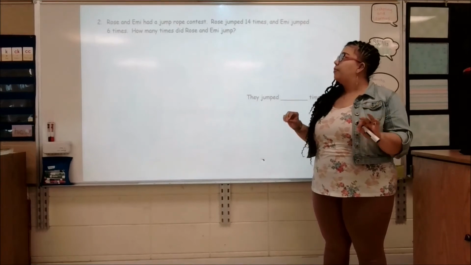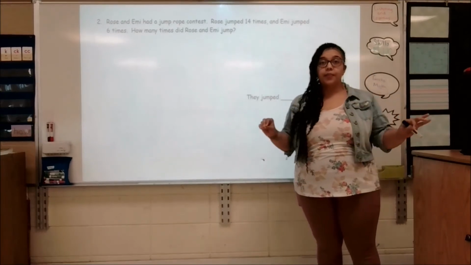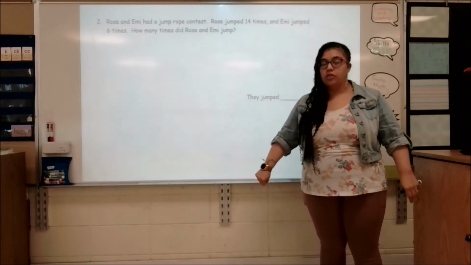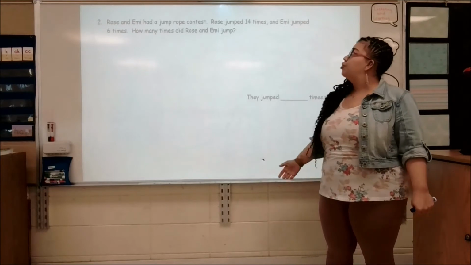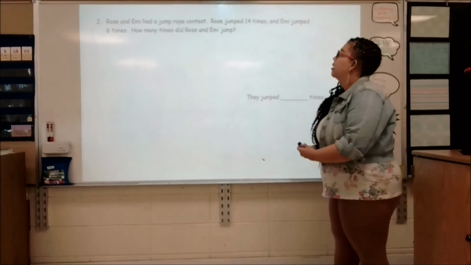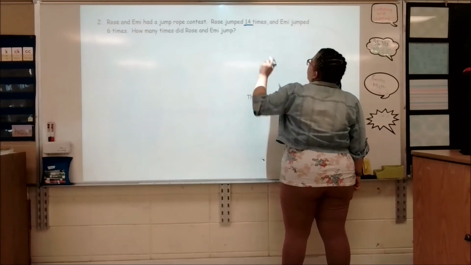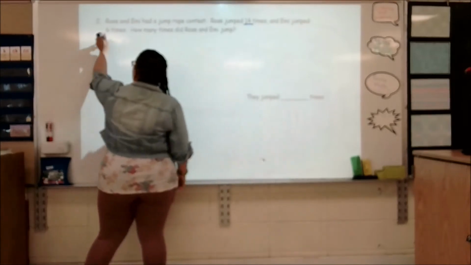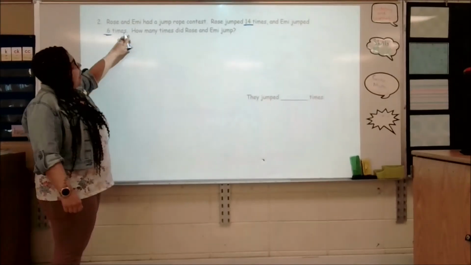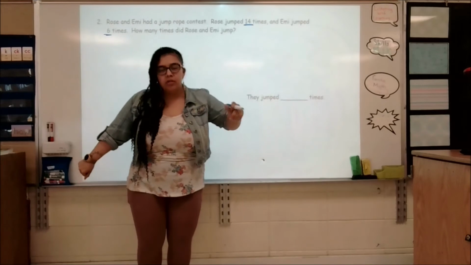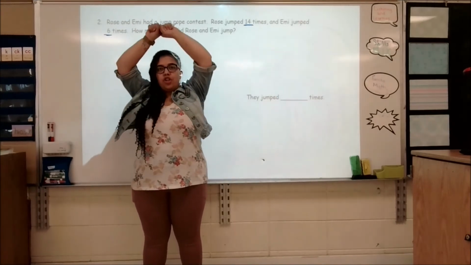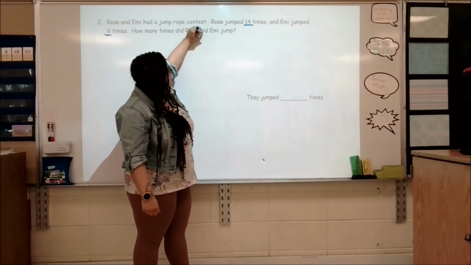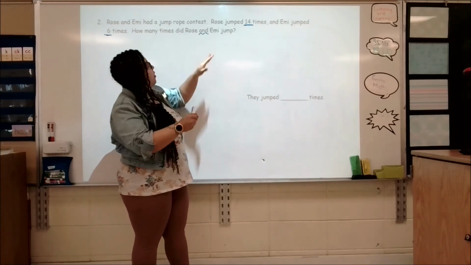Rose and Emmy had a jump rope contest. Is there anything I can draw there? No, but it tells us that there are 2 parts. There's Rose's jumps and there's Emmy's jumps, okay? So Rose jumped 14 times, okay? So let's underline that because we're going to be able to draw it. And Emmy jumped 6 times, okay? So also underline her 6 jumps. How many times did Rose and Emmy jump? Notice, it doesn't actually say all together, but this word here, this and, I don't want to squiggle it, because squiggly means verbs.